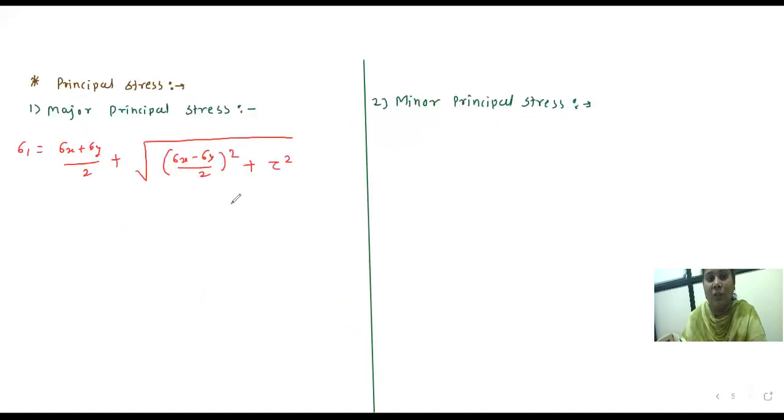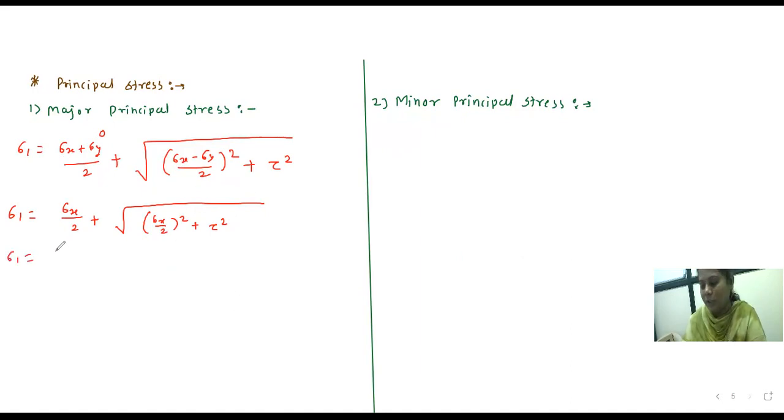Now we will put values here. Stress along x direction already we have calculated, and stress along y direction we will put 0. So sigma 1, which is equal to, what is remaining? Sigma x by 2 plus square root of sigma x by 2 square plus tau square, because sigma y is 0.